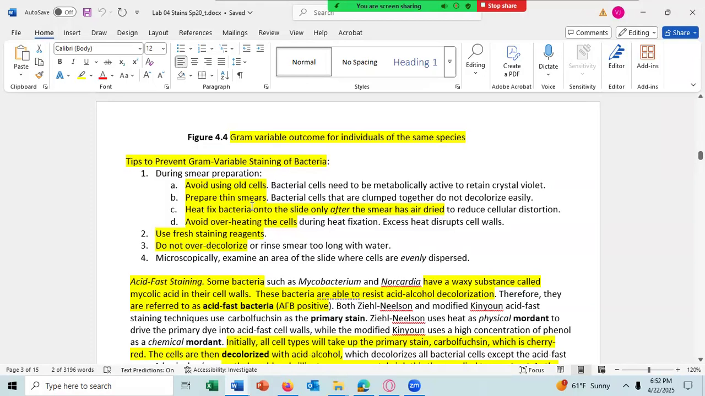Heat the bacteria on the slide only after the smear has air dried. If you heat the cells while they're still liquid on the slide, the liquid will boil and that will create holes in the bacteria cell wall, so the cells may not stain correctly. And then avoid overheat fixing the cells. That will disrupt the cell wall and actually make the cells look like they're melted.